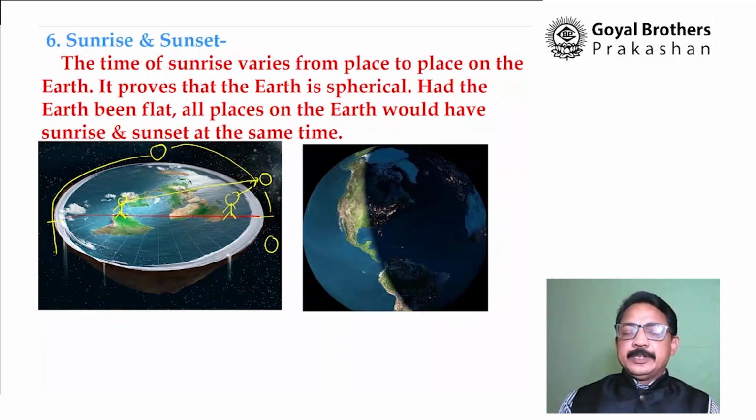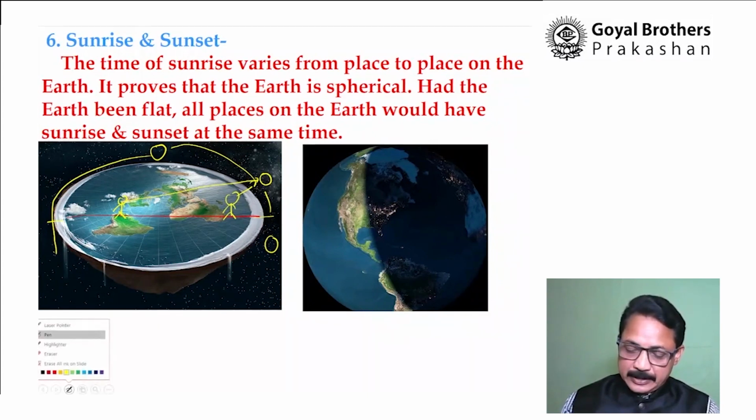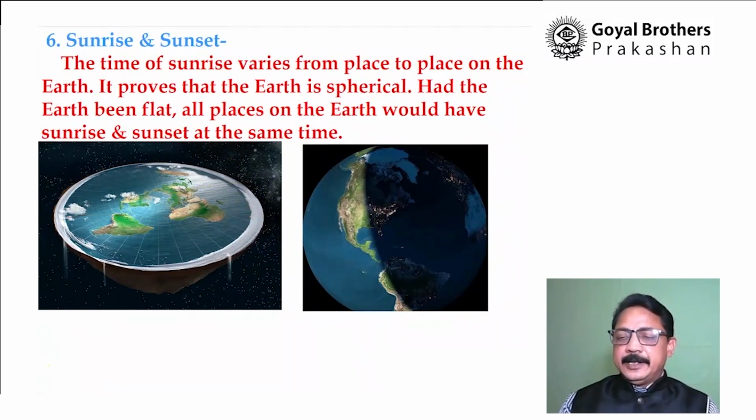That means there would have been the same time for the sunrise and the same time for sunset. But we know that does not happen. When it is day in India, it's night in USA. This proves, dear student, that it happens because of the spherical shape of the earth.